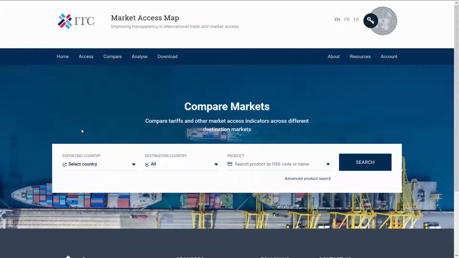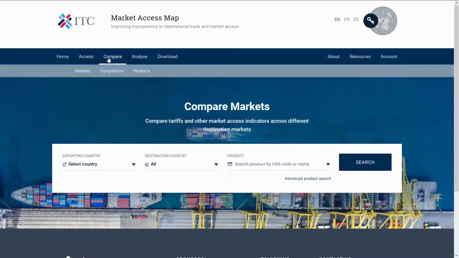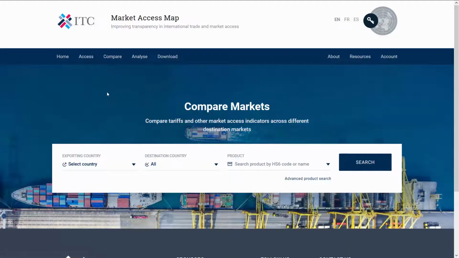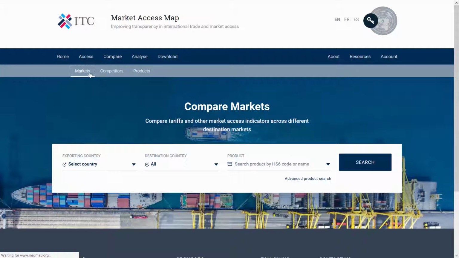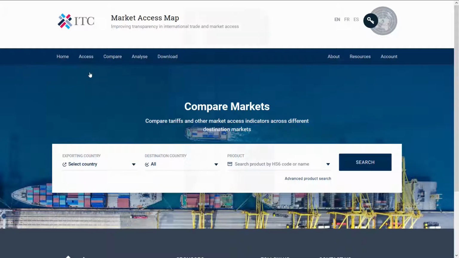Welcome back to Market Access Map, a free market analysis tool of the International Trade Center. In Market Access Map, you can compare markets, suppliers or your international competitors, and products in a strategic way using market access and other trade-related indicators. Let's start with compare markets.